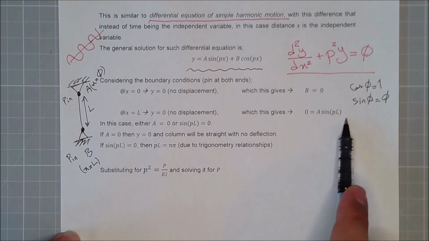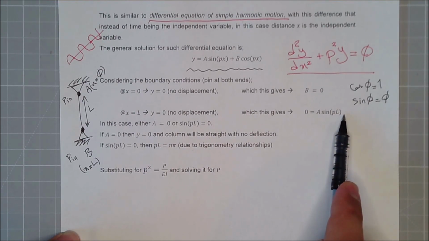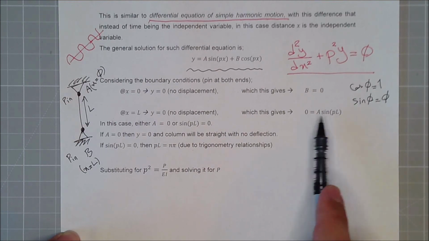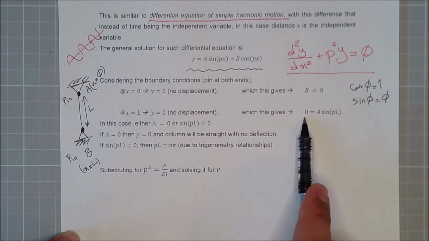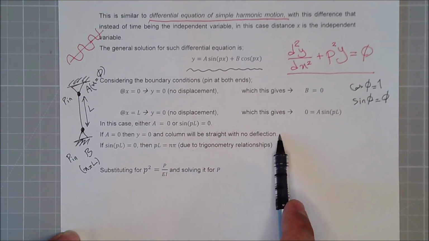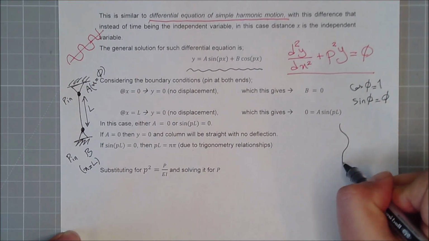Now, in order for this statement to be true, either a should be 0, and the whole thing will become 0, and that means that if a is equal to 0 then y is equal to 0, the column is straight with no deflection. But this wasn't my case. I saw that my column did something like this.